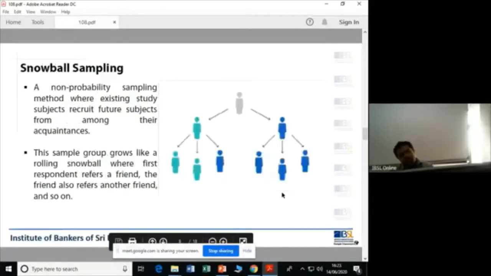Last one that we are going to discuss under the non-probabilistic sampling, we call the snowball sampling. Again, something easy to remember, like a snowball.